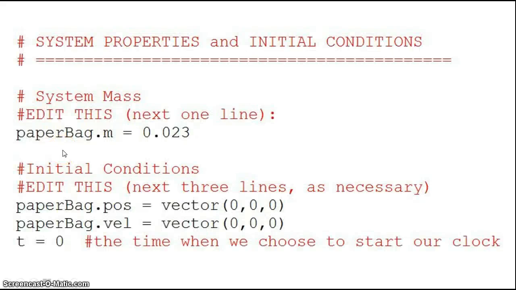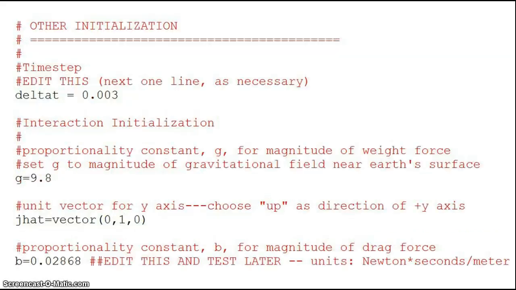The code was first initialized using the paper.m variable, setting the mass of the paper bag to be 0.023 kilograms. Since the bag started from rest and at the initial position <0,0,0>, the paperbag.pos and paperbag.vel variables are both set to be the vector <0,0,0>, and the time of the drop begins at t equals 0 seconds. The time step of the computational model is set to be 0.003 seconds in order to produce accurate results.